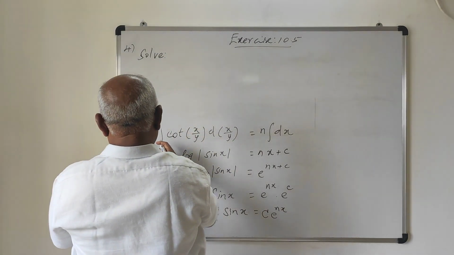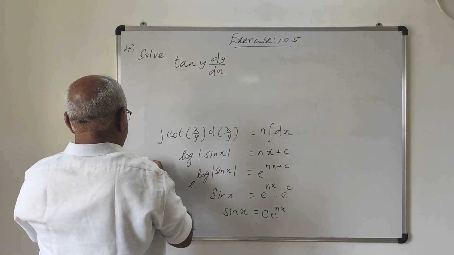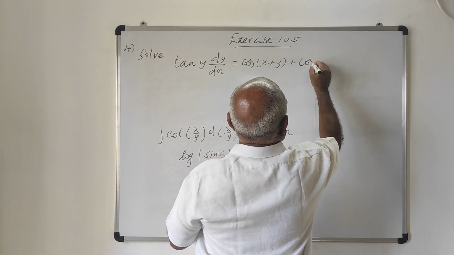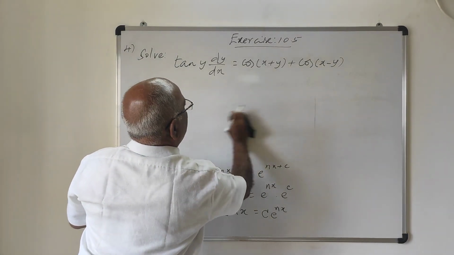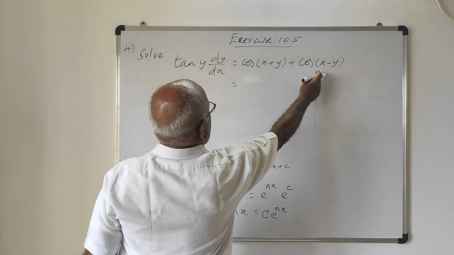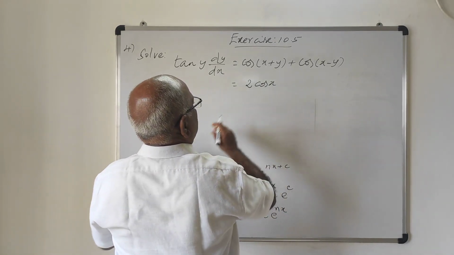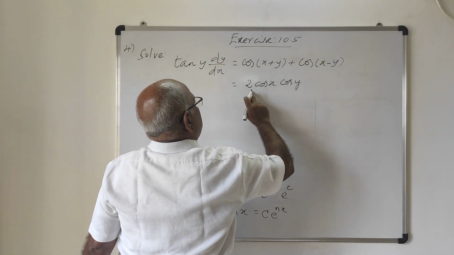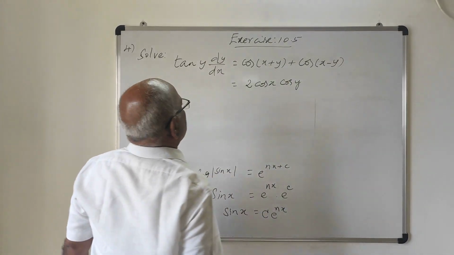Solve the differential equation tan y into dy by dx equal to cos of x plus y plus cos of x minus y. This is the problem. You know by the trigonometric result, cos a plus b plus cos a minus b is 2 cos a cos b. Here a is x, b is y. Cos x plus y plus cos x minus y is 2 cos x cos y. So you can write this expression as 2 cos x cos y.